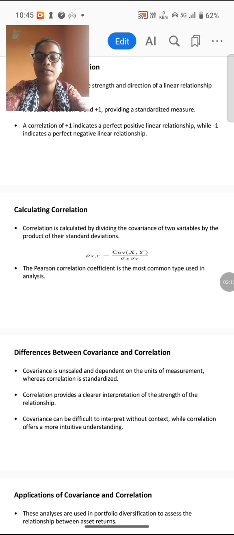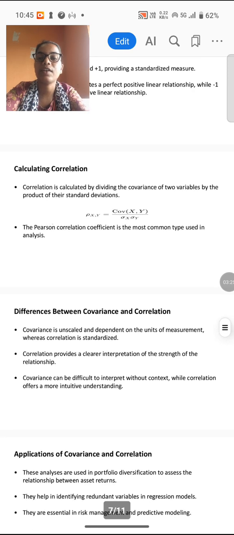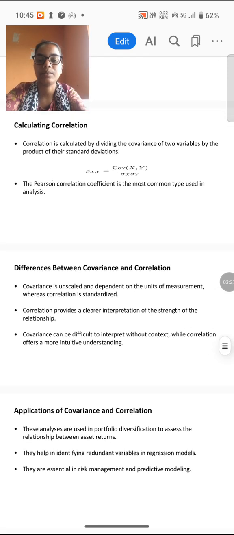Calculating correlation: by using this formula we can calculate the correlation, that is correlation of x, y equals covariance of x, y divided by standard deviation of x into standard deviation of y. This is the formula for calculating correlation.